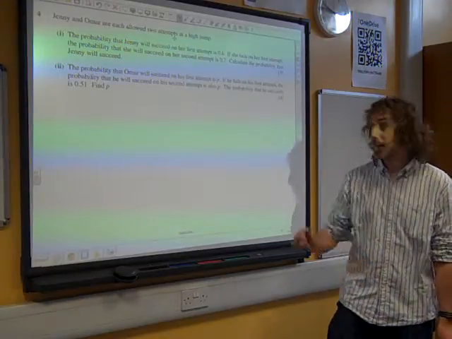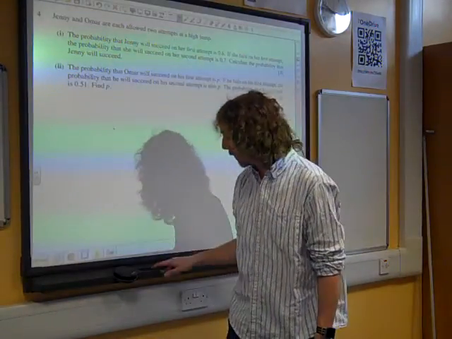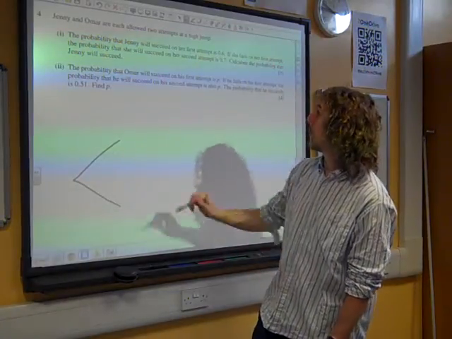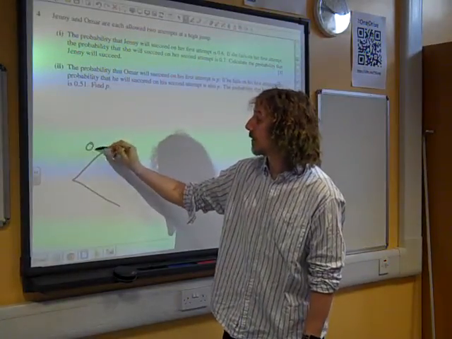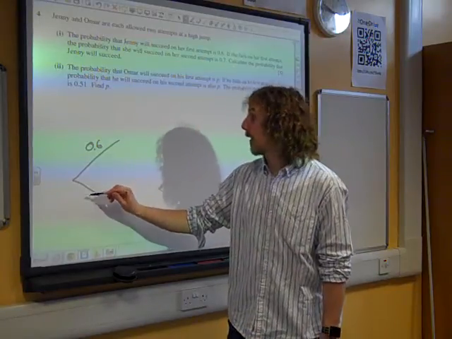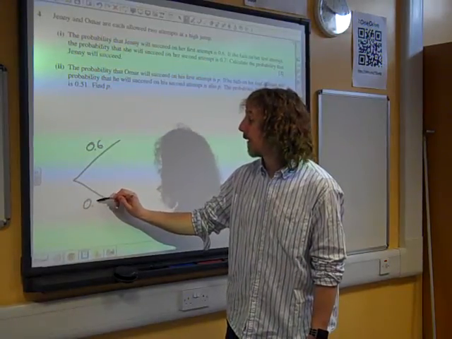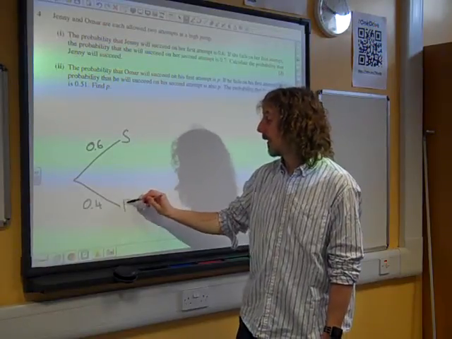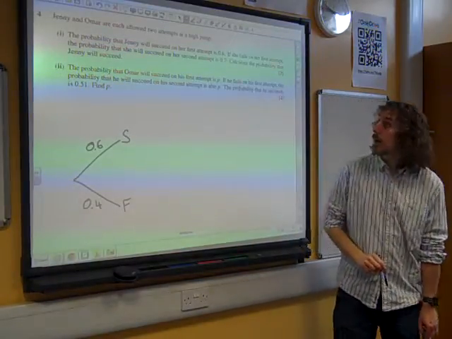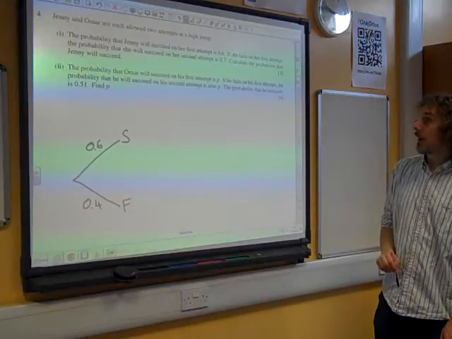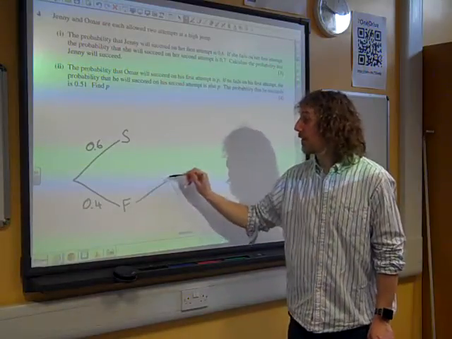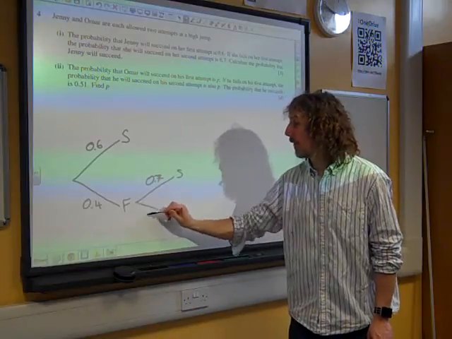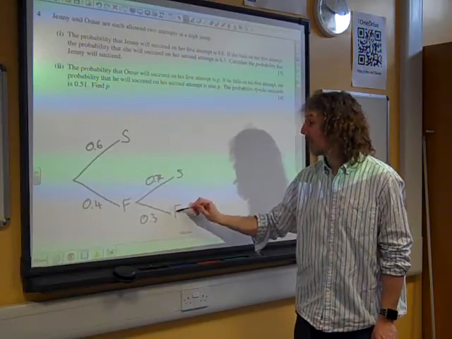If she succeeds, well, this is her first attempt, isn't it? Probably she will succeed on her first attempt is 0.6. So the probability she fails on her first attempt is 0.4. We'll call that succeed and fail. If she fails on her first attempt, the probability she will succeed on her second attempt is 0.7. So the probability she fails is 0.3.